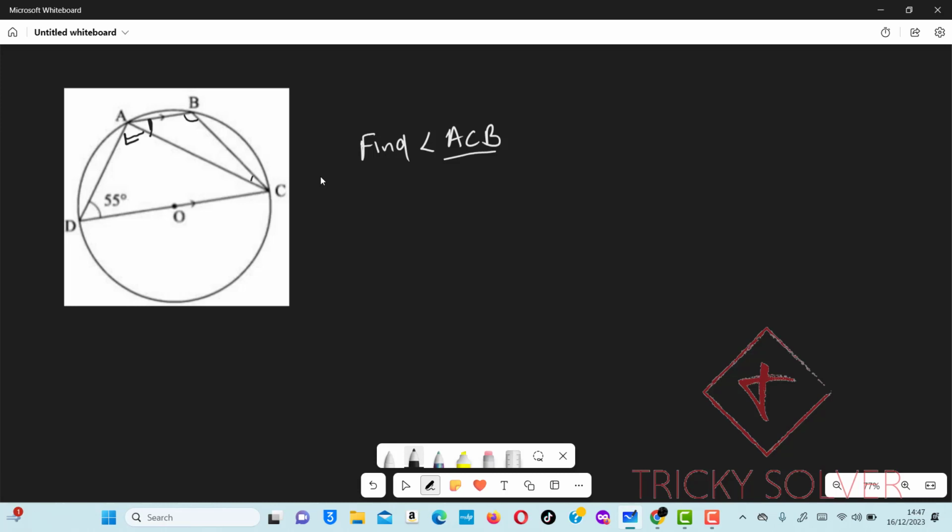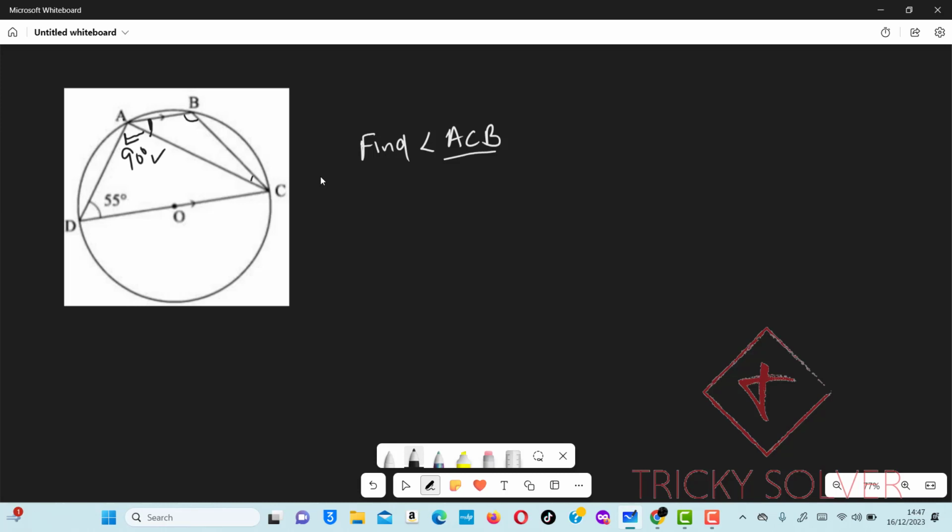Now, if you look at this, this is a circle with a diameter DC and center O. An angle formed at the circumference of a circle by a diameter is always 90 degrees. So angle DAC is 90 degrees. So we're through with the first angle.